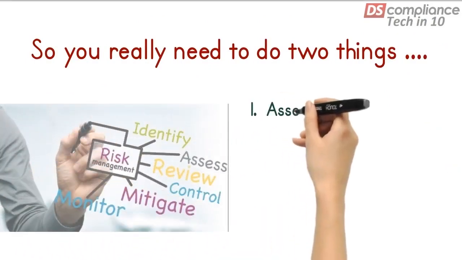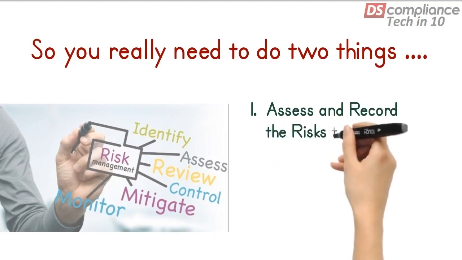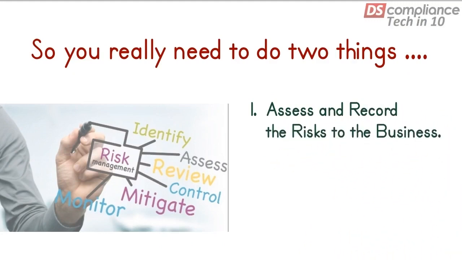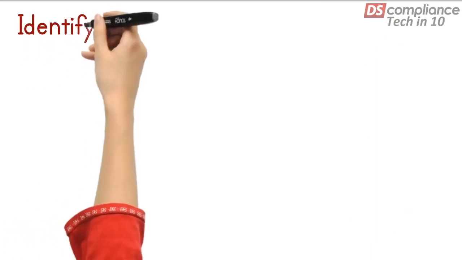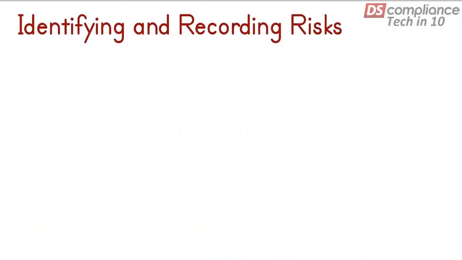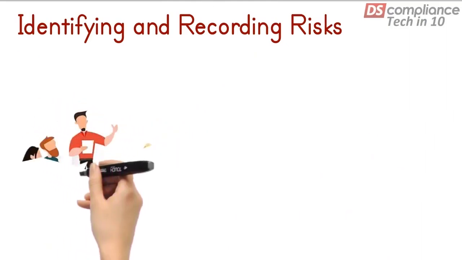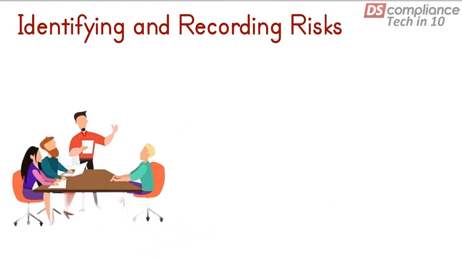The first is to assess and record all the risks to the business. And the second is to decide how you are going to manage those risks, also known as risk treatment. It is not our intention here to go into too much detail on the actual process of identifying risk. One technique is to use a company workshop environment, which is useful for this purpose, but there is ample guidance available on this aspect of risk assessment.